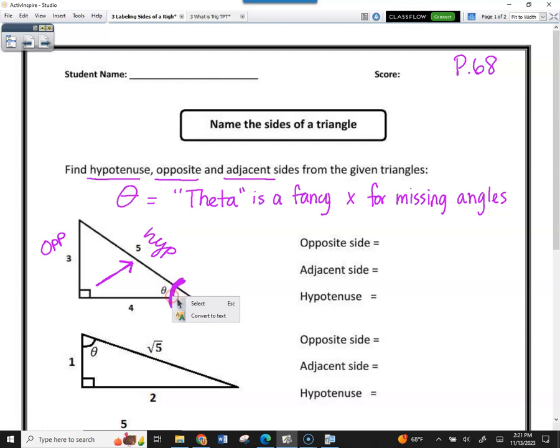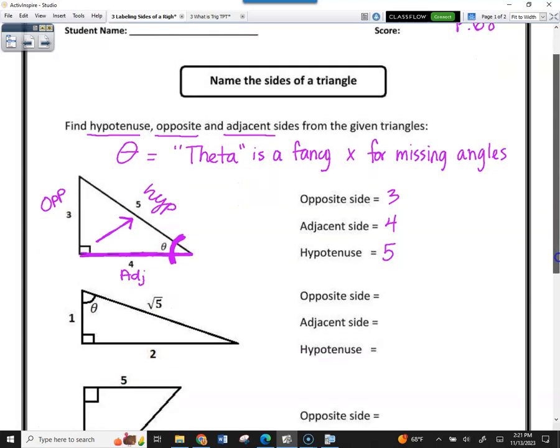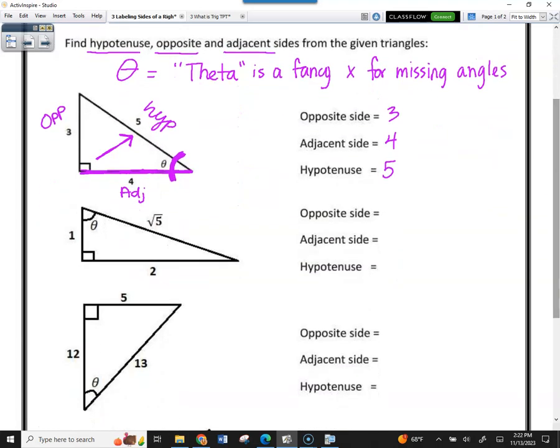Next to it, 4. And that would be because if I traced the side that's measured 4, I am actually touching the angle theta. Is that like what we labeled it? Yes. So opposite is 3, adjacent was 4, the hypotenuse was 5. I would like you to finish this piece of paper.